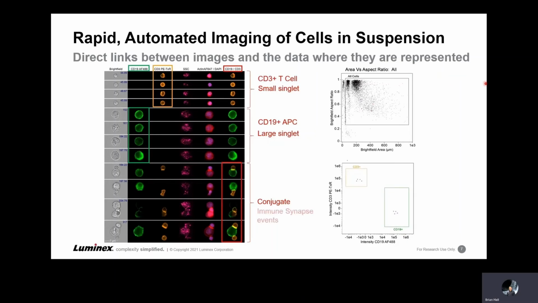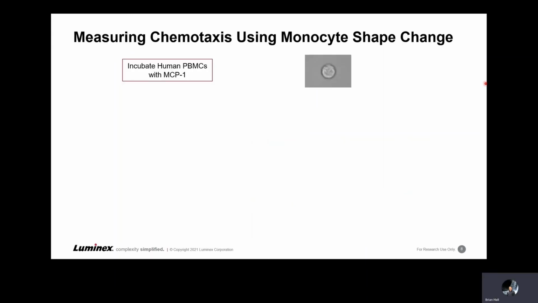The T cells are identified there. But looking at the double positive population, we can look at cells that are involved in immune synapse formation. And again, looking at 30,000, 40,000 events, we can characterize and count how many of these cells in this sample have formed immune synapses.